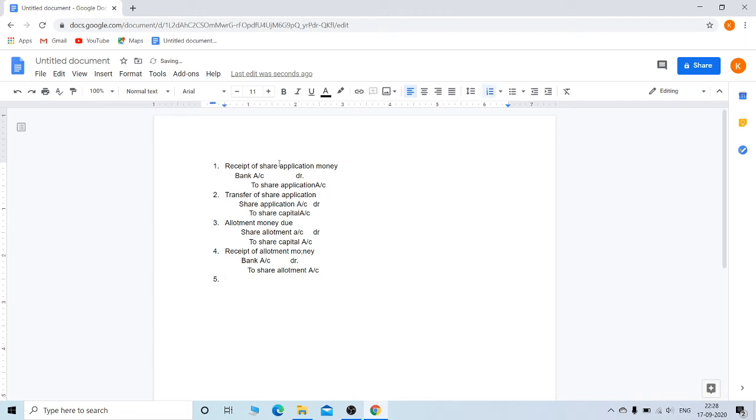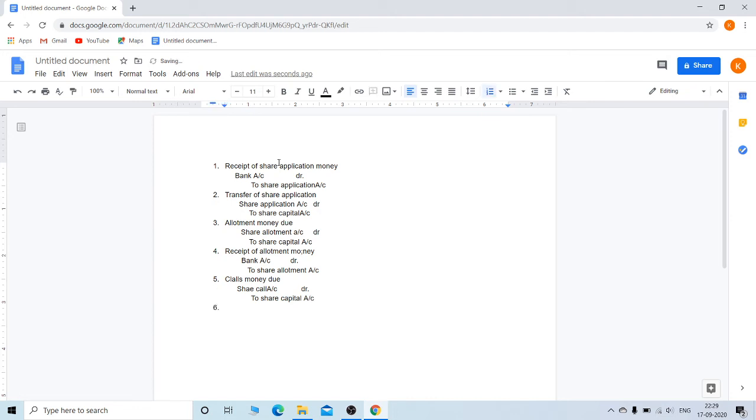After receipt of allotment money, we have to write the entry for calls money due. Whatever the installment is due, that should be debited. Here calls money is due, so we have to debit share call account, because the call installment is due, and we have to credit share capital account.